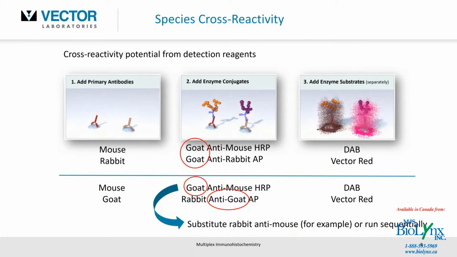But you can run them sequentially using this chromogenic multiplex methodology, because these substrates do precipitate out as solids at that site of localization and almost put this protective shell over those first detection reagents and eliminate, by and large, cross-reactivity with these secondary detection reagents.